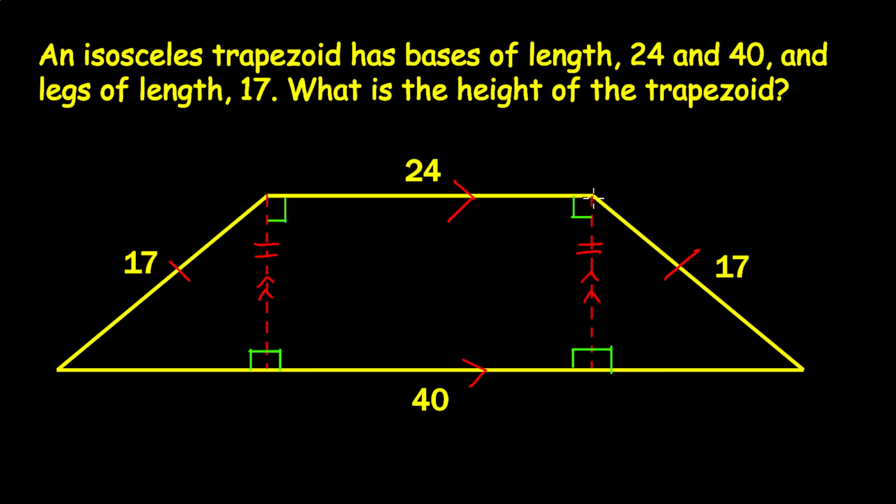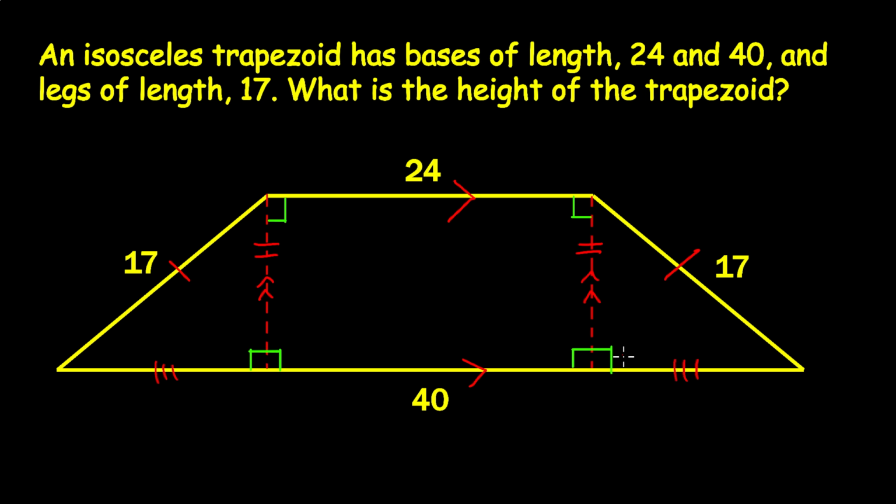Then from there, we have a right triangle here and a right triangle here with a hypotenuse congruent and a leg congruent. So these two triangles are congruent by HL. Therefore, this segment and this segment are also congruent, CPCTC: corresponding parts of congruent triangles are congruent.